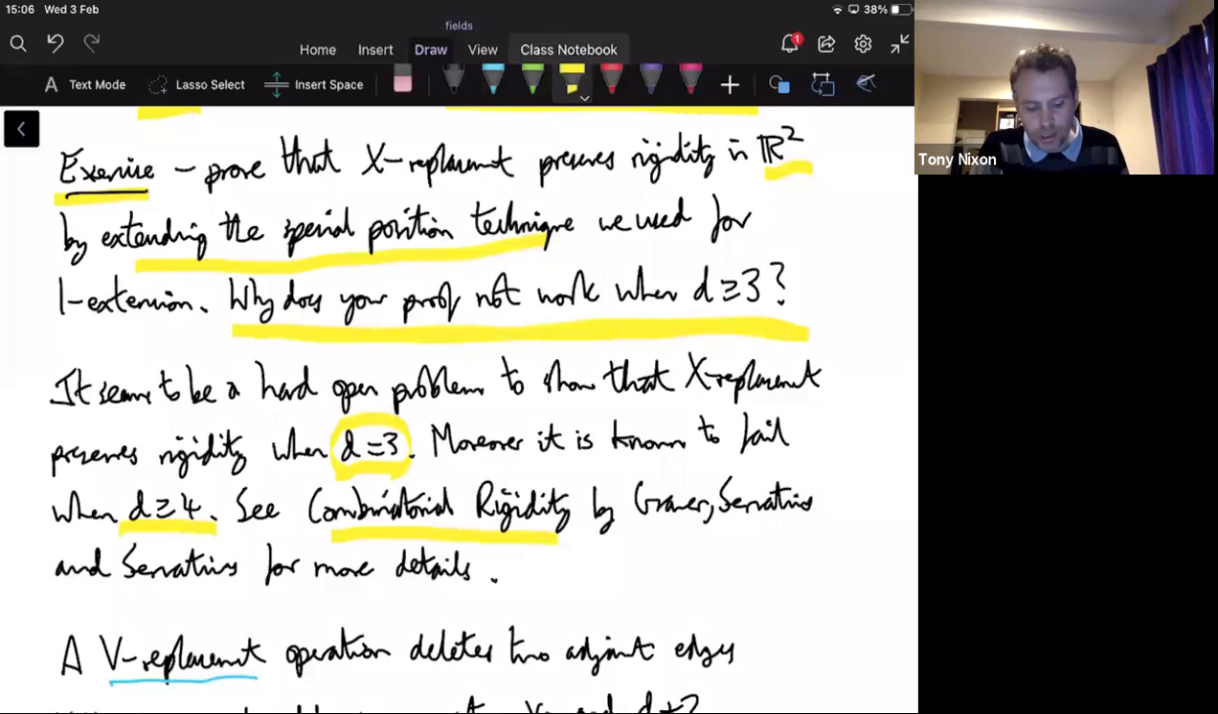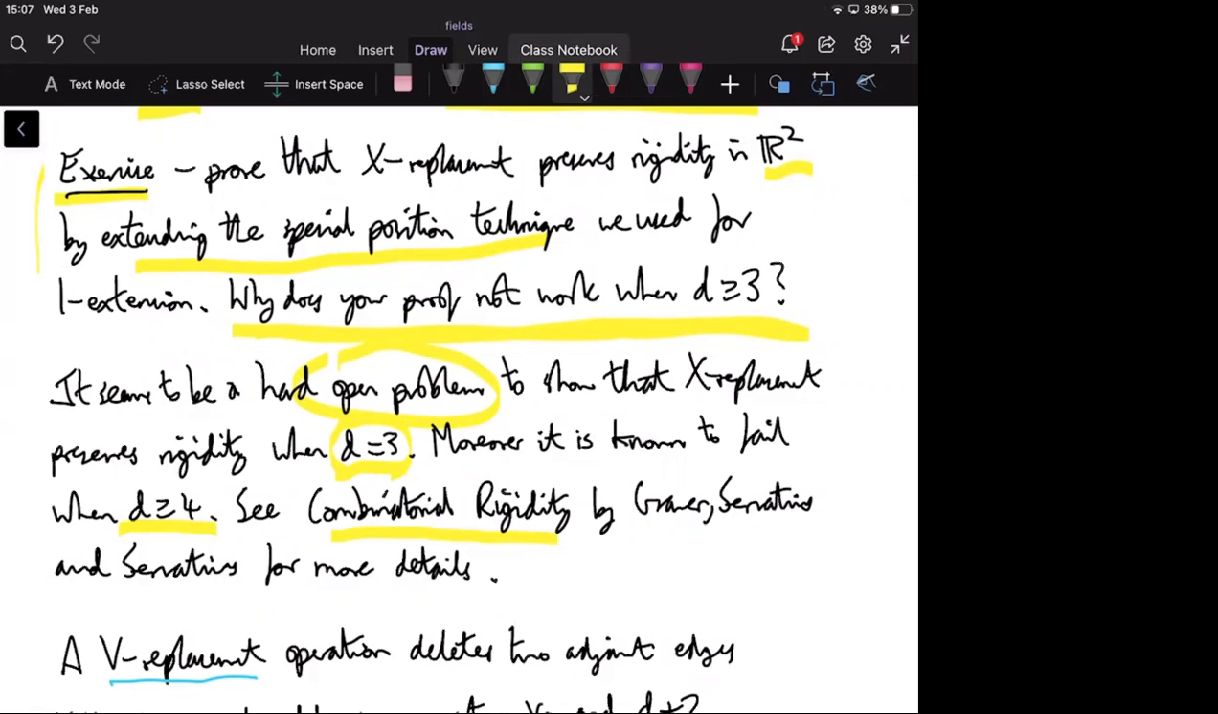But in dimension 3, in the middle, it's completely open. So you'll see if you do the exercise, it's a relatively easy argument in dimension 2, and it's false in dimension 4. So dimension 3 is right in the middle, where it seems it's too hard for us to know the answer yet, but we don't have counterexamples either.